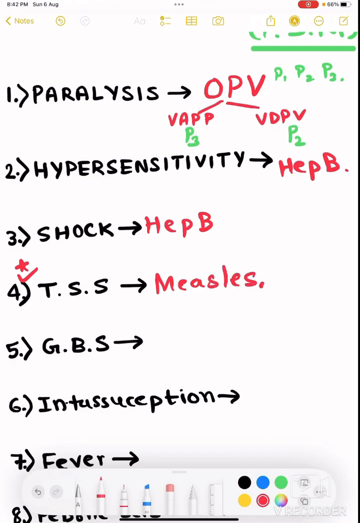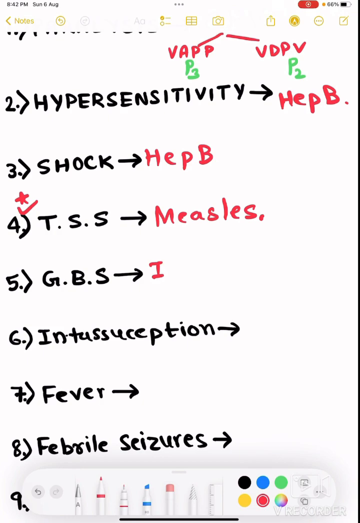Measles, what is important? Measles vaccines which are expired, or which have been kept in non-refrigerated conditions outside the cold chain for a very long time. If we use those types of vaccine, or we open the vial and keep it for 6 hours, and after 6 hours I give that vaccine to someone, he or she is more prone to develop toxic shock syndrome than other people. So measles vaccine causes toxic shock syndrome.